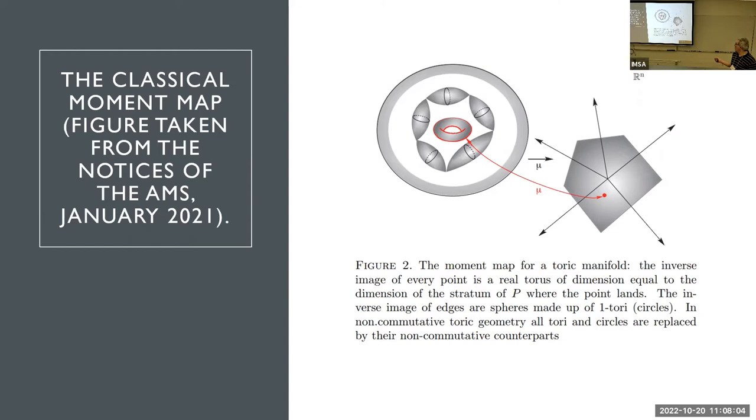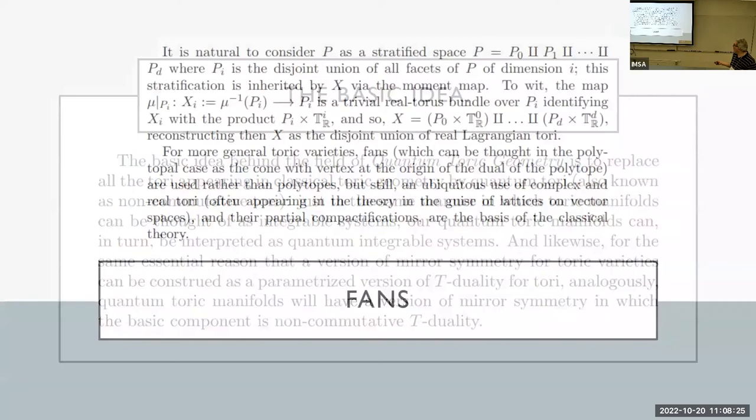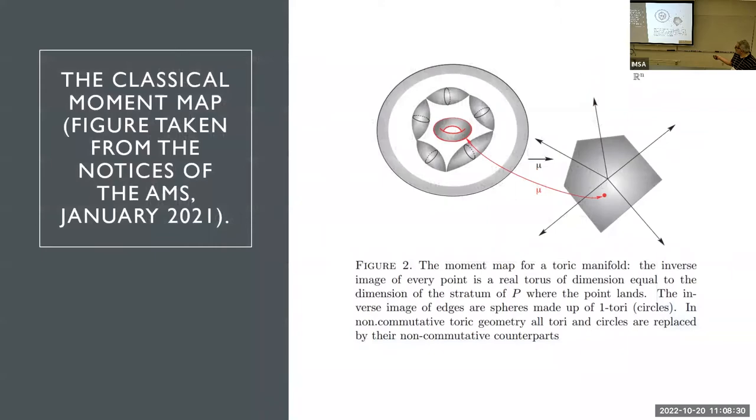It's more natural to think about the fan that is dual to the polytope than of the polytope itself. And this is what I say here. So what is the basic idea of quantum toric geometry? The basic idea is, you mentioned that there are all these tori here. I mentioned many tori, and the complex torus that acts on everything.